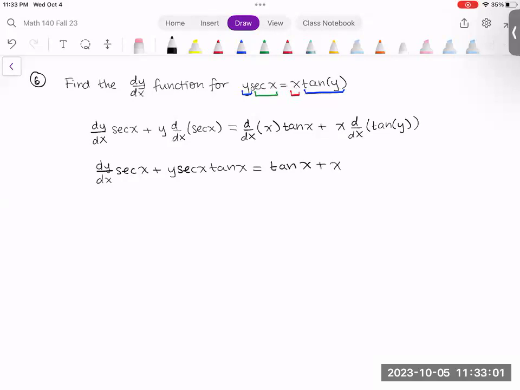And now we're going to use the chain rule to differentiate tangent of y. So we differentiate our outside function tangent. That gives us secant squared of y. And now we're going to differentiate our inside, dy/dx.